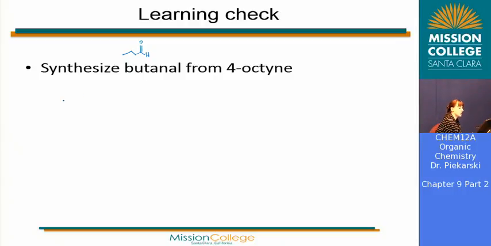So I'm first going to start with the octyne. 3, 4, 5, 6, 7, 8. And I'm going to reduce it. And what reagents are you going to use to reduce? Lithium and ammonia, good. You can also use hydrogen and Lindlar's catalyst. Excellent. So I've made my 4-octene now.